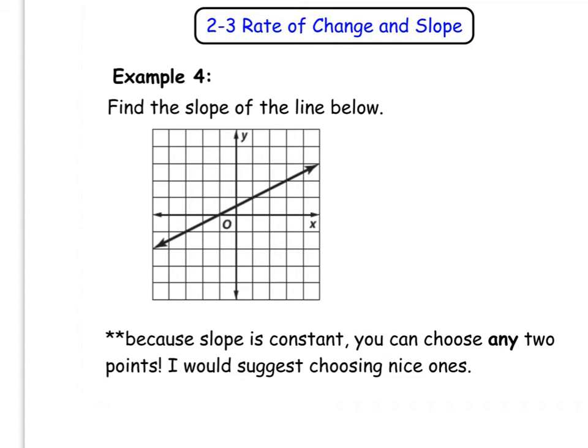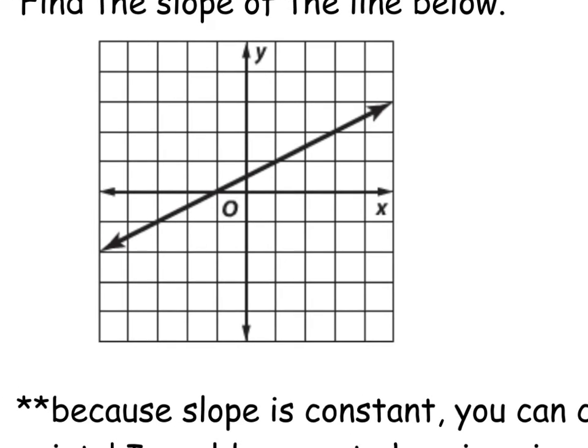Why don't you choose different points than me? I'm going to choose, and you see if you get the same slope, which you should. I'm going to choose this point. That point is (-3, -1), and then I'm going to choose this point, which is (3, 2).